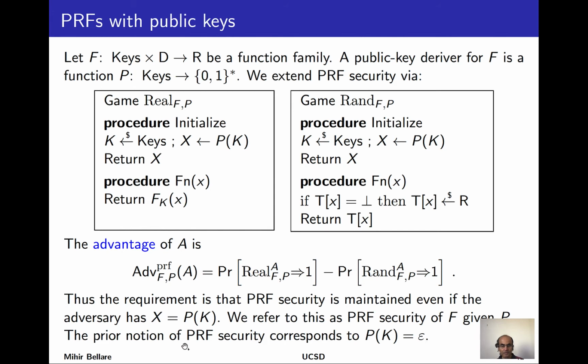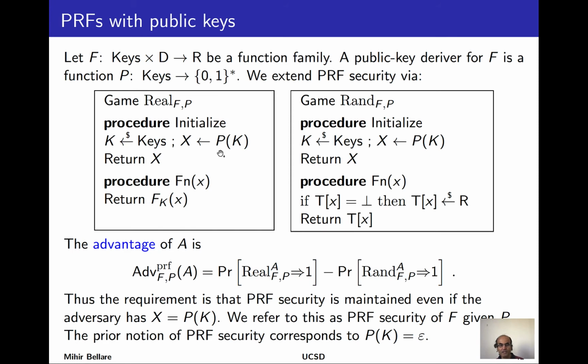So the requirement would be that we pick a key K, we compute X, which is the public key deriver on it, give it to the adversary, and then look at the PRF games and ask that the adversary still not be able to win. So we need to extend the games. The games are still Real and Random. They're now parameterized by the function family and this public key deriver, while they used to be parameterized simply by the range set R.